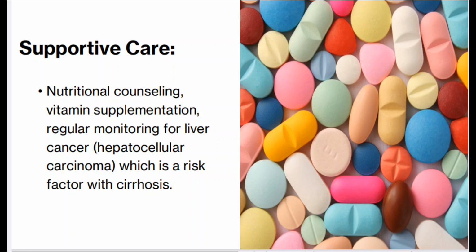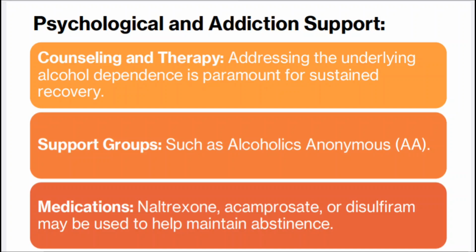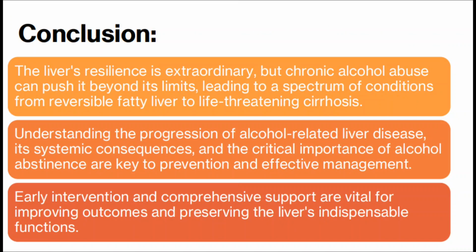Then supportive care. It includes nutritional counseling, vitamin supplementation, and regular monitoring for liver cancer, which is a risk with cirrhosis. Psychological and addiction support: counseling and therapy. Addressing the underlying alcohol dependence is paramount for sustained recovery. Support groups such as Alcoholics Anonymous, then medications like naltrexone, acamprosate, or disulfiram may be used to help maintain abstinence.